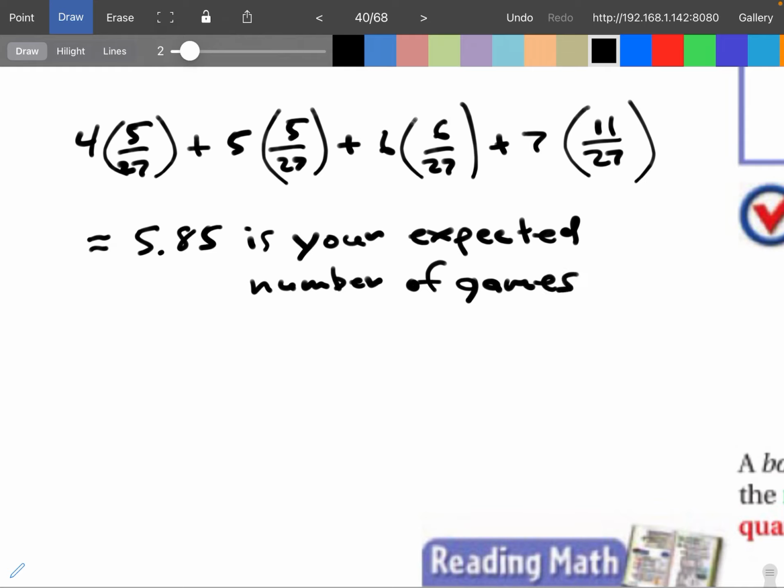Again, that kind of problem right there, that's called an expected value problem. But again, it's just a weighted average. Okay, let me see what else we got to do here.